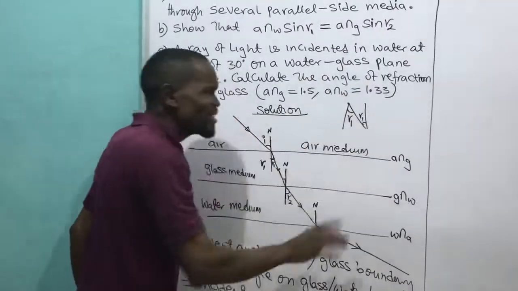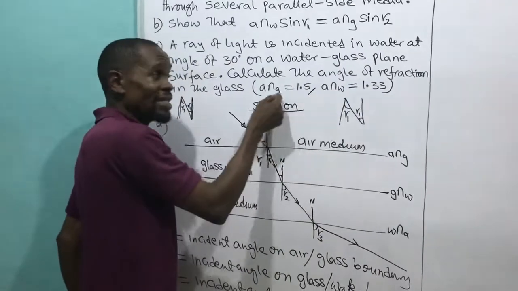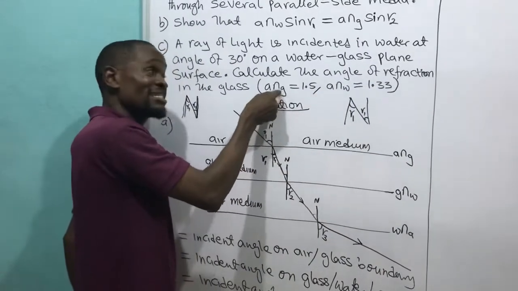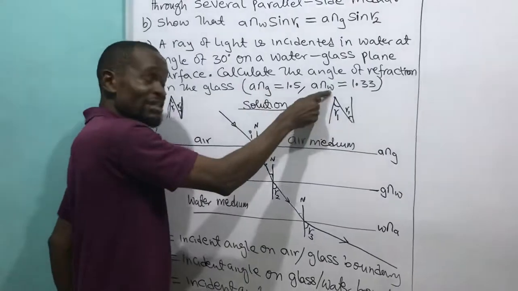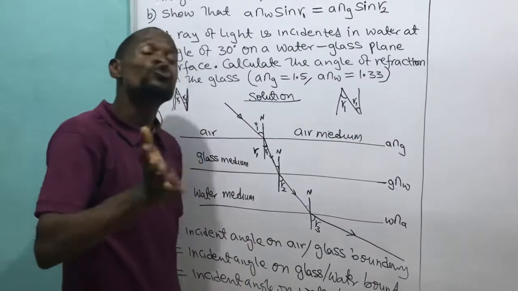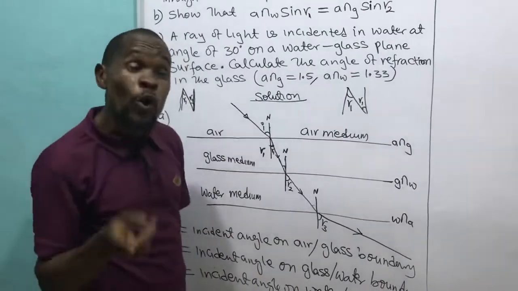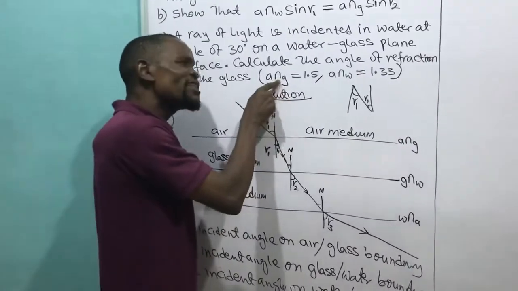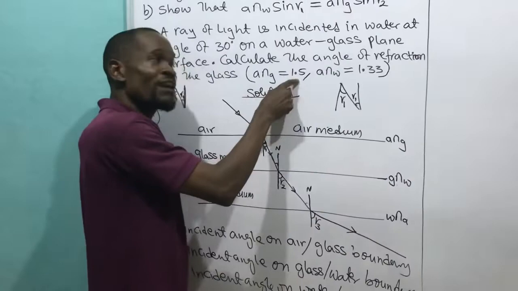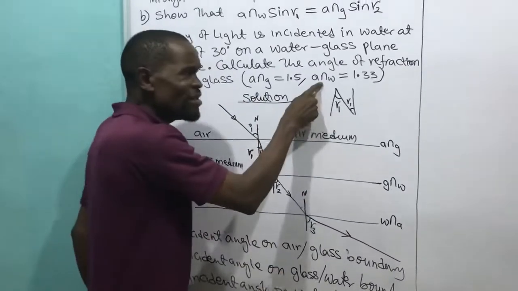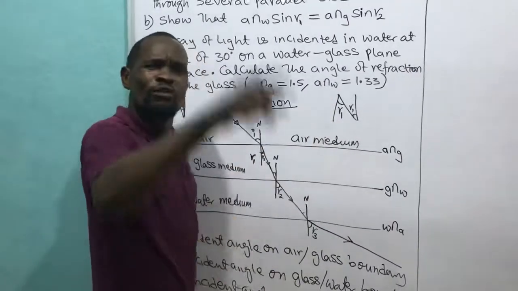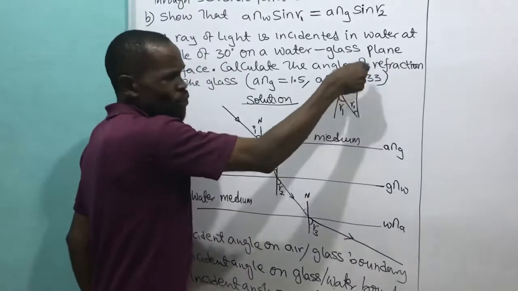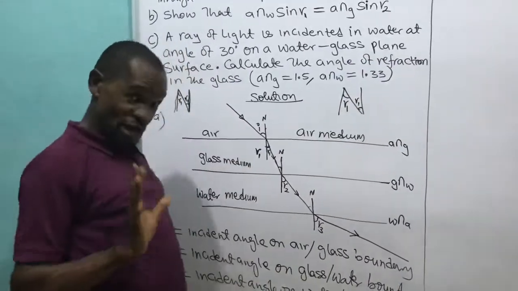Air to water, that means refractive index of water, and the refractive index of glass. This means refractive index of glass, refractive index of water. These are the only two refractive indices we know in optics. So we now say refractive index of glass is 1.5, which is 3/2, and refractive index of water is 4/3, which is approximately 1.3333. Are you getting what I'm saying?